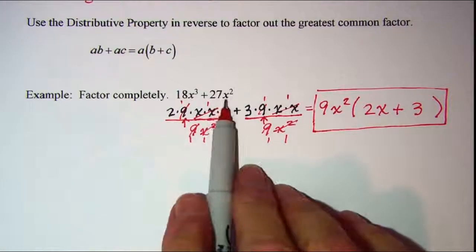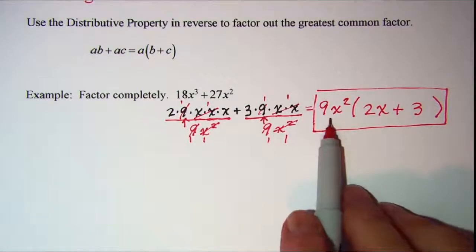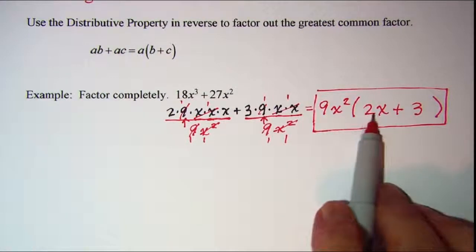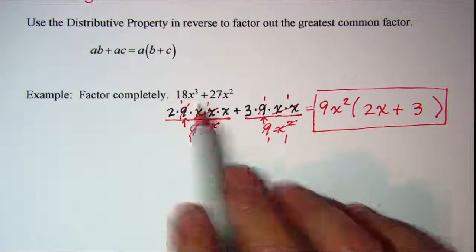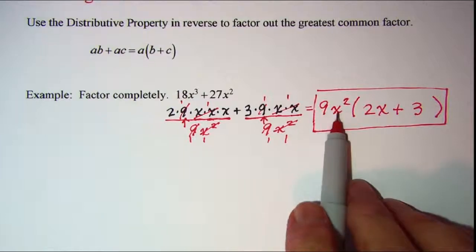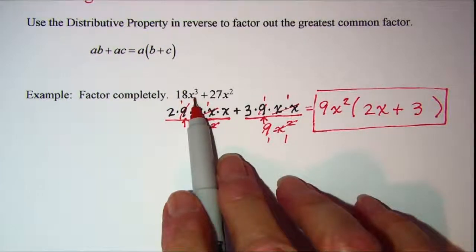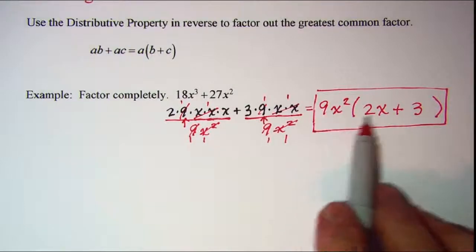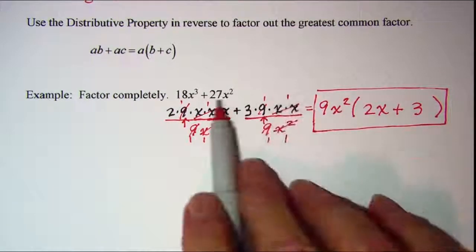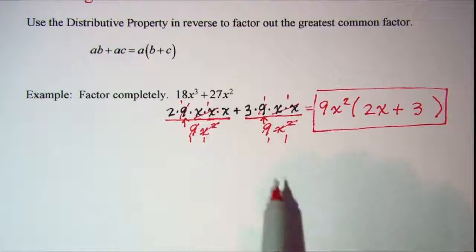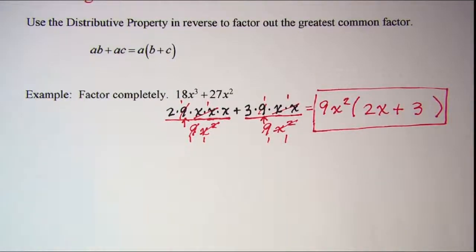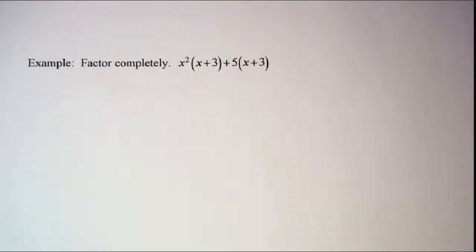of this binomial. Now you can check yourself by multiplying this back through to see if you actually get what you started with. 9x squared times 2x is 18x cubed, and 9x squared times 3 is 27x squared. Let's do another one. Now this one's a little bit different.